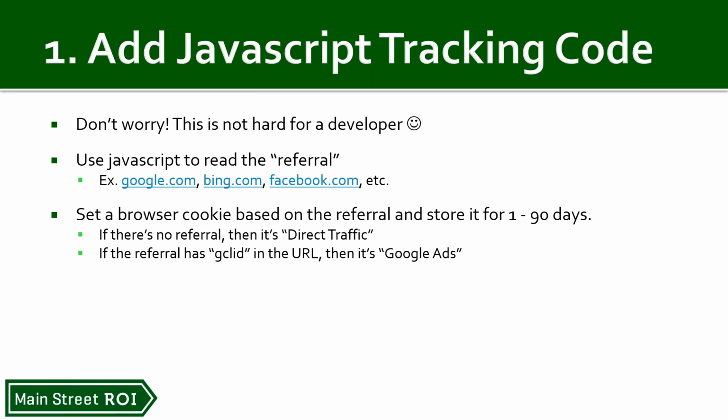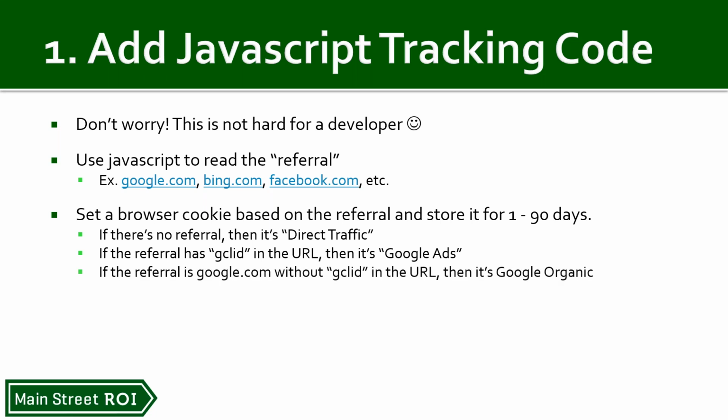Google Ads appends your landing page with GCLID. That's the Google Click ID. So your developer can look for the GCLID. If it's in that URL, you know that that came from Google Ads. If the referral is from google.com, but it does not have a GCLID, then you know it's not Google Ads, so that's organic search. That's going to be your SEO traffic.